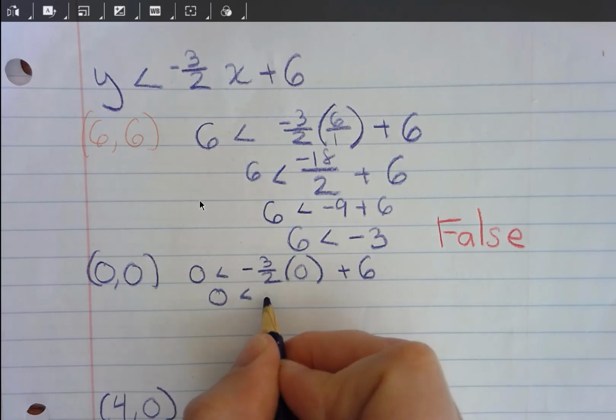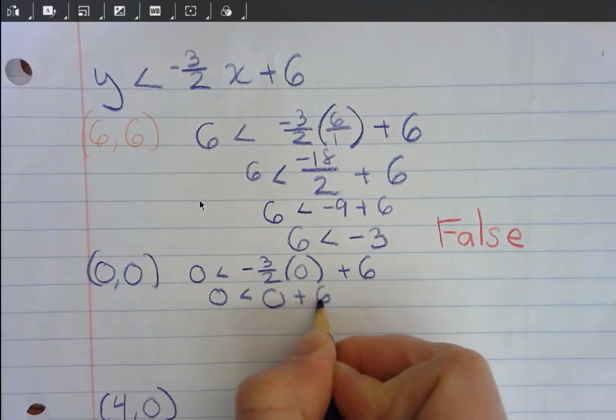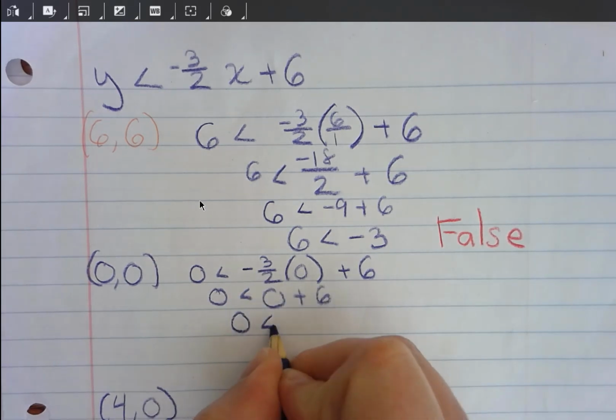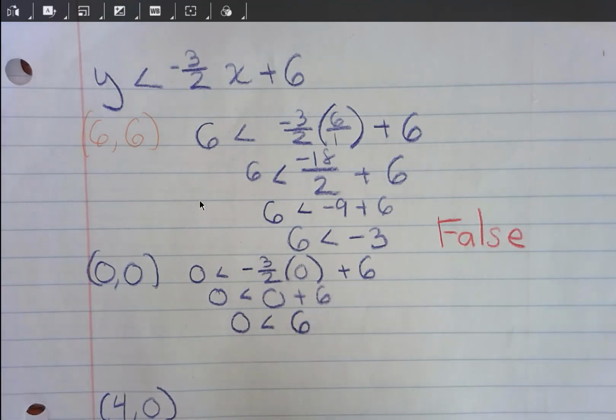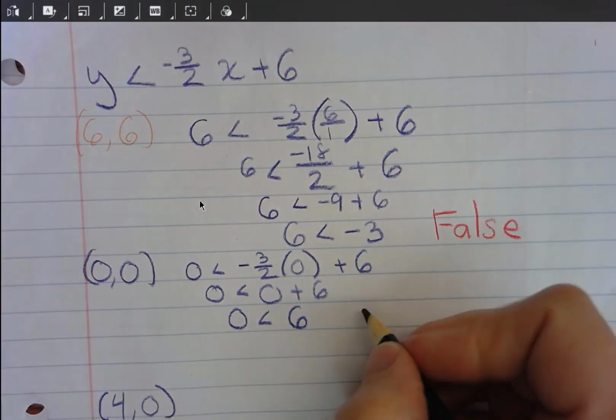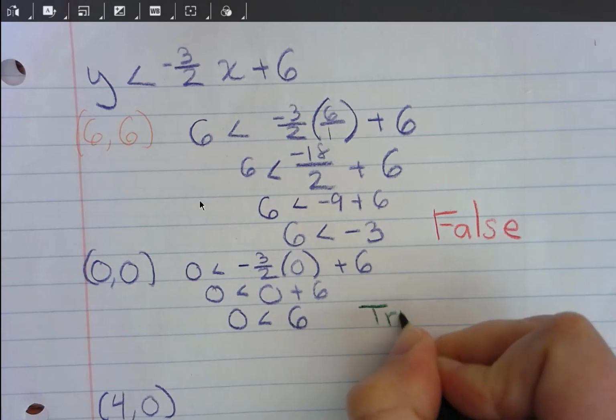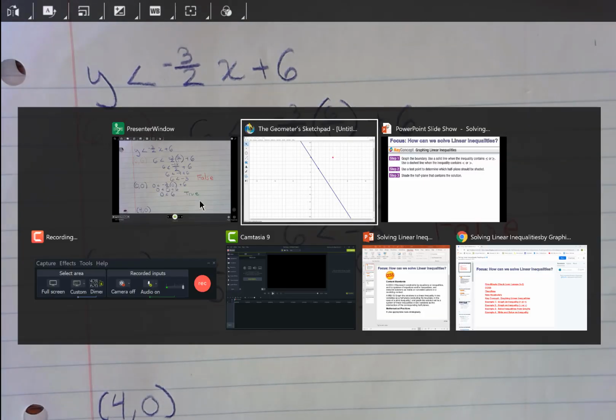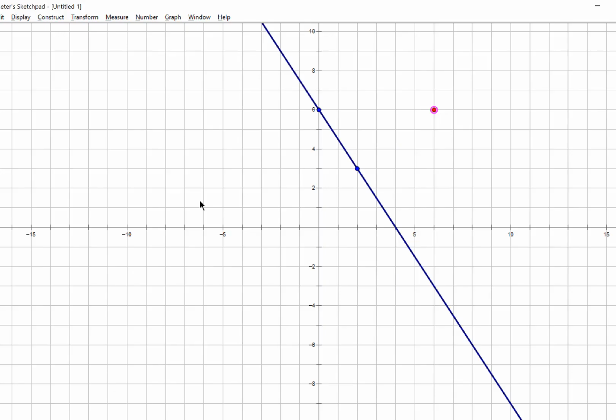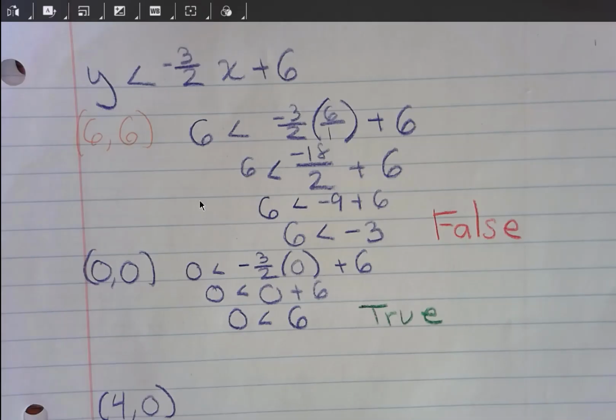This becomes 0. And here I have the inequality that 0 is less than 6. Well, 0 is less than 6, so this is true. So if I go back to my coordinate plane and I plot this point, I'm going to have that point plotted as a green point because I know that is true. So let's try a few more.